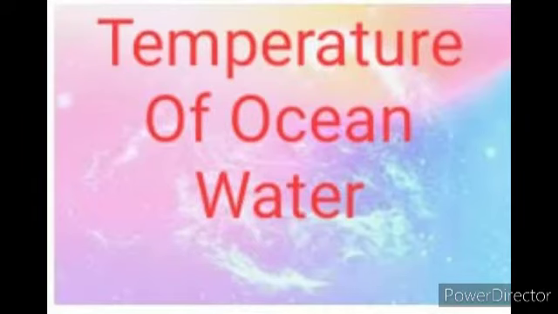About the temperature of ocean water, although we have discussed before that the salinity of ocean water varies from place to place, ocean water receives energy from the sun. It is hottest near the equator and coldest near the poles. One more factor which affects the temperature of ocean water is ocean currents. The warm currents raise the temperature, whereas the cold currents lower the temperature.